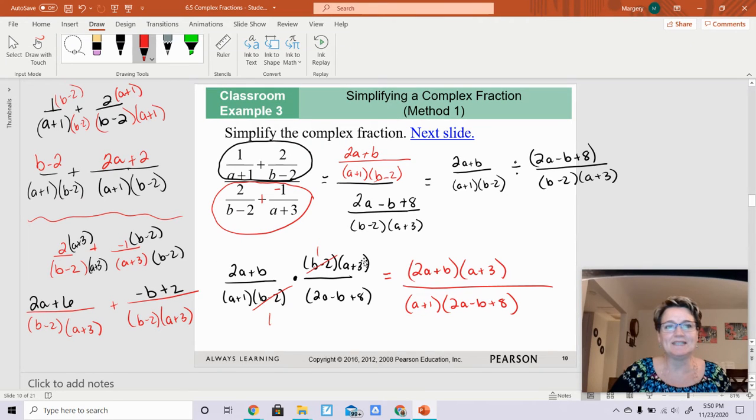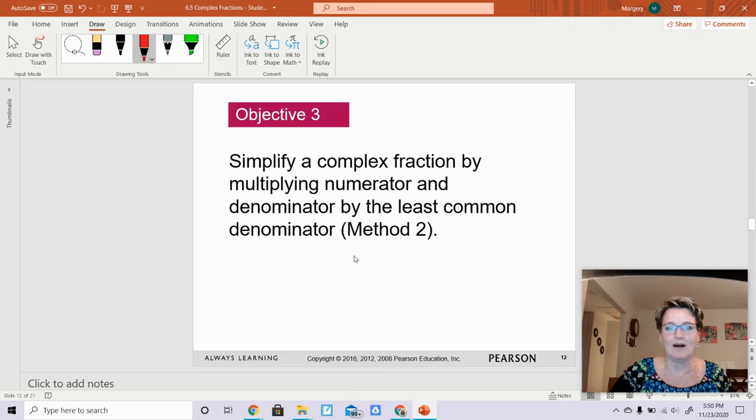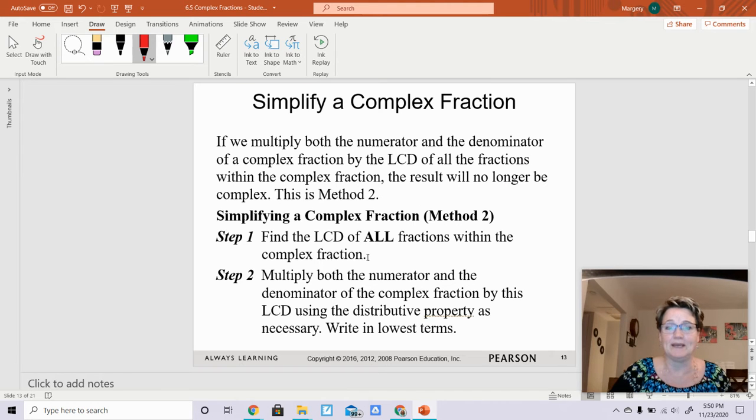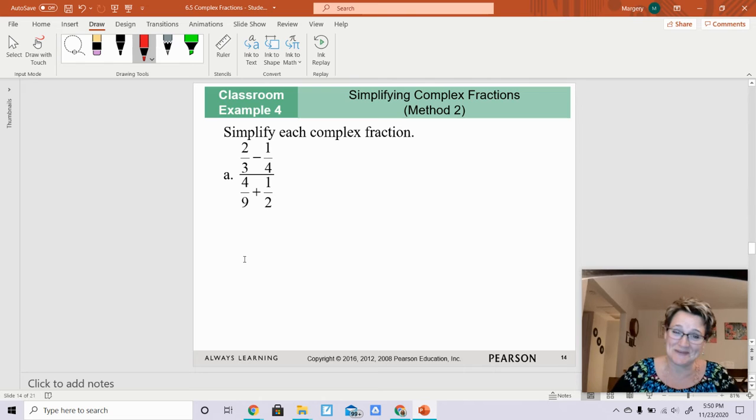Hi, we just finished 6.5 video A. So now we are working on 6.5 video B. We're talking about simplifying a complex fraction. So here we go. The easiest way to do these type of problems is this.